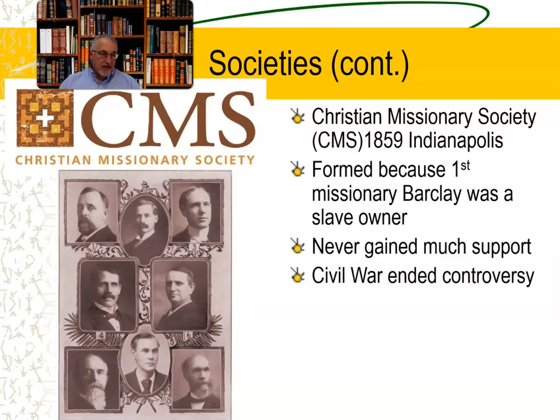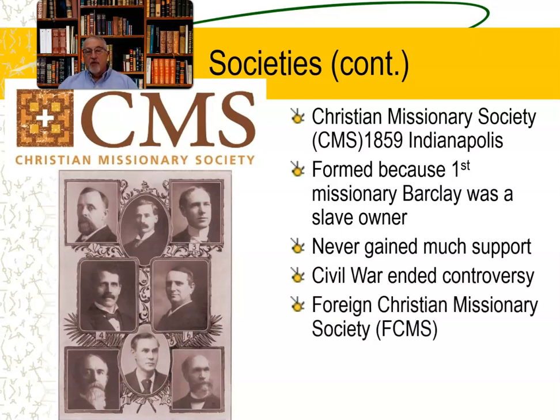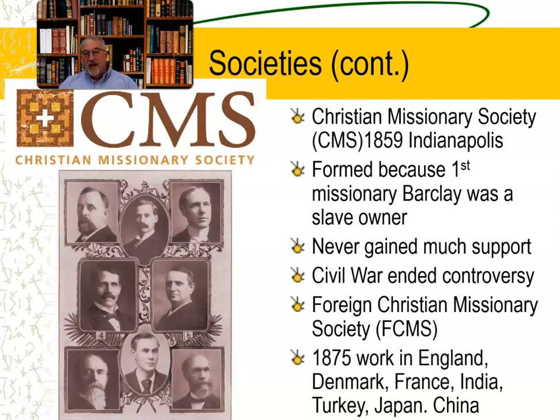So it kind of ended the rationale for this group. Now, there was also the Foreign Christian Missionary Society. And by 1875, they're doing work in England, Denmark, France, India, Turkey, Japan, and China.